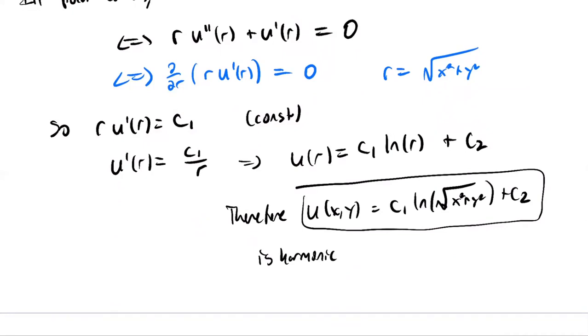Right? And so this turns out to be a very important type of harmonic function, which is analogous to the source function for the diffusion equation, which you can use to construct other solutions. So we'll see a little bit more about this later on.